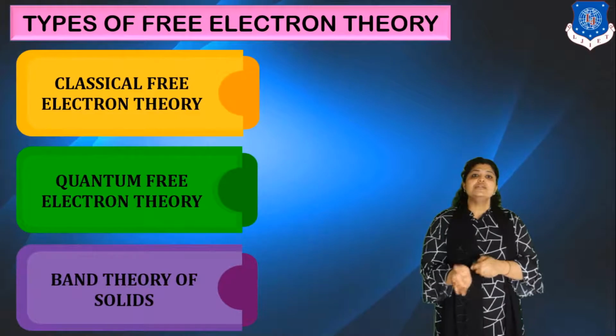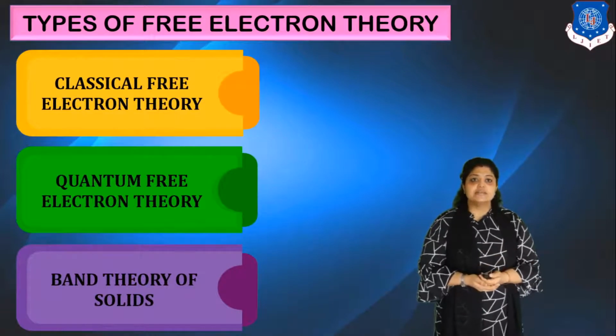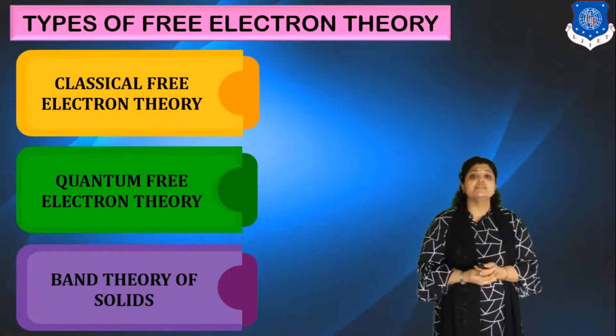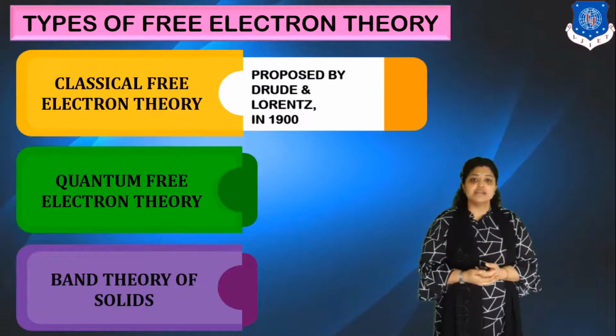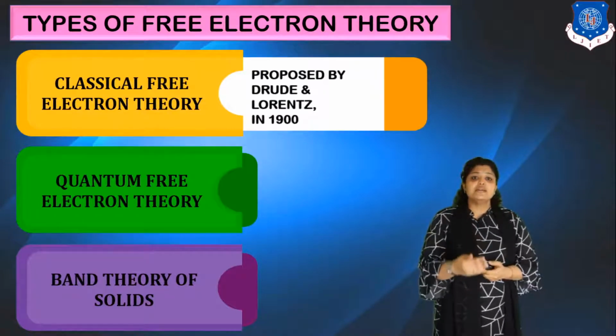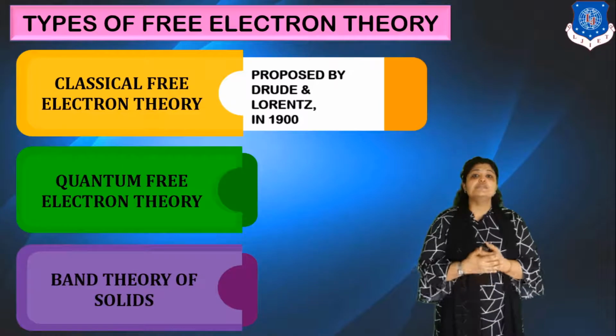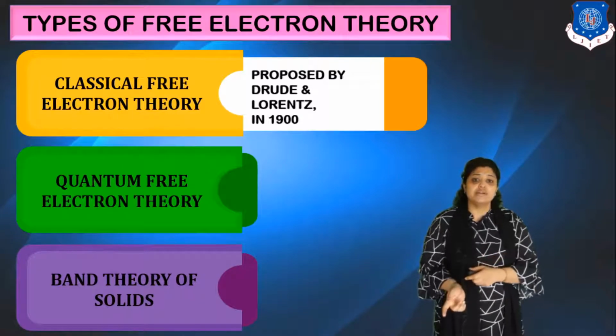Now let us move on to the types of free electron theories. The first theory was named classical free electron theory. It was proposed in the year 1900 and it was proposed by two physicists, Lorentz and Drude.